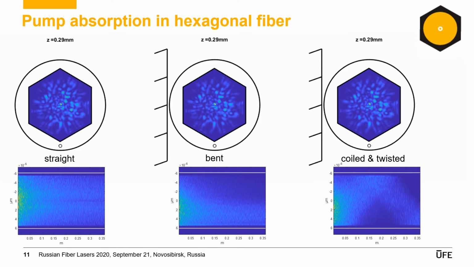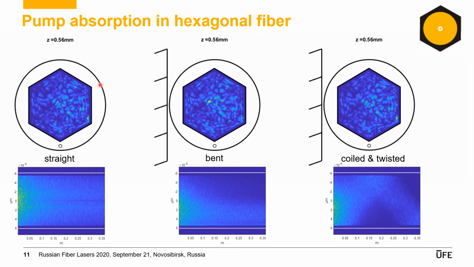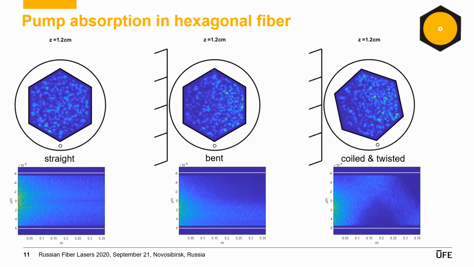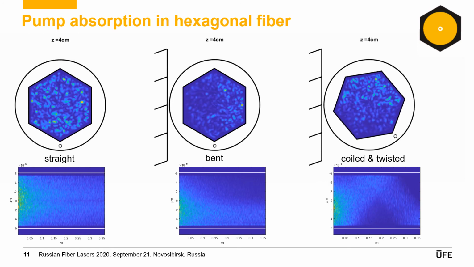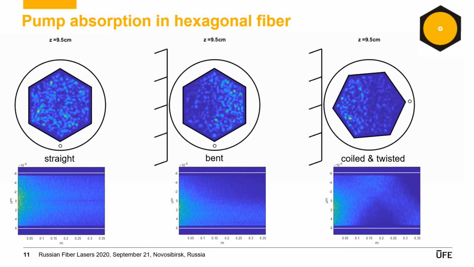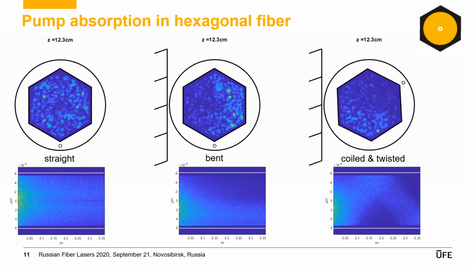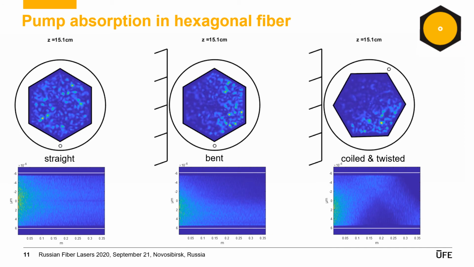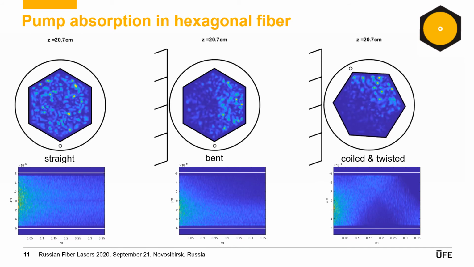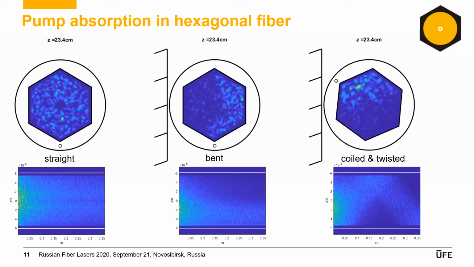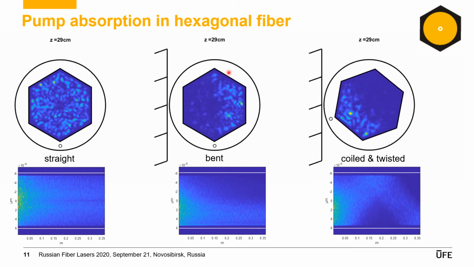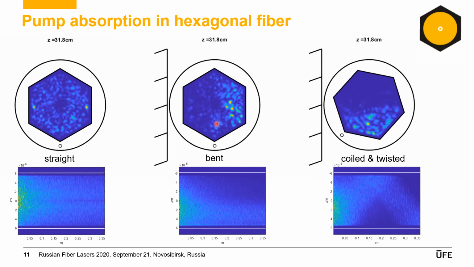Here you can see a movie about pump absorption in a hexagonal fiber for the straight, bent, and simultaneously coiled and twisted geometry. The fiber is always illuminated by a speckle pattern that mimics the electromagnetic field in the pump pigtail with 105 micrometer diameter core. The first millimeter of propagation is shown somewhat slowed down, and after 1 millimeter the movie runs faster. In all cases, pump becomes spread over the whole area of the cross-section, but in the case of bent fiber and bent and twisted fiber, the pump field is somewhat squeezed.